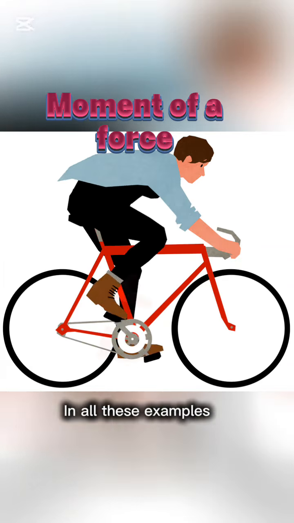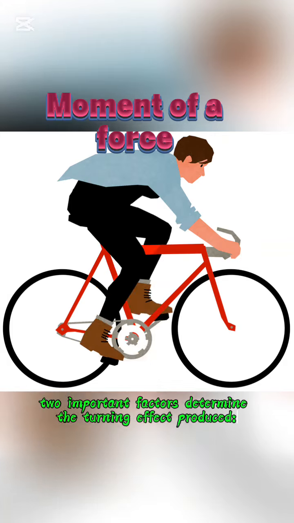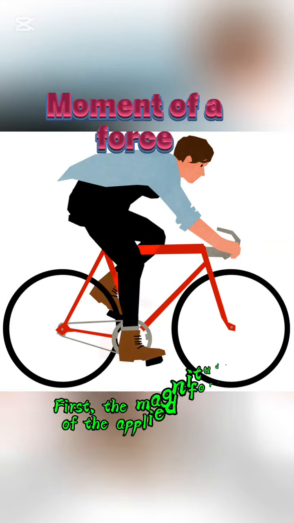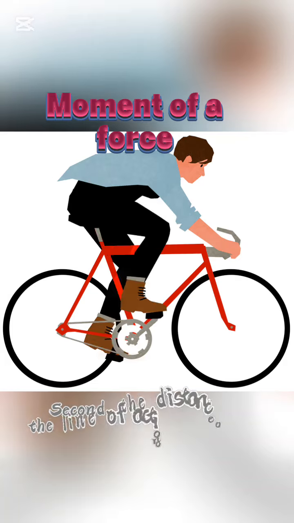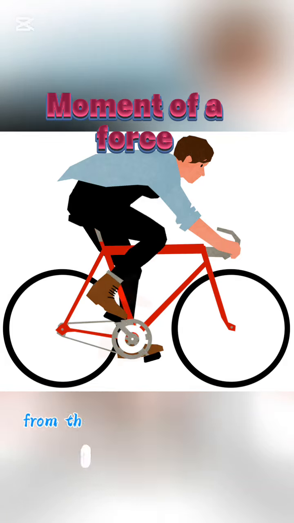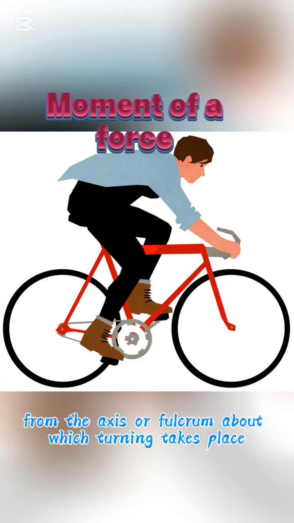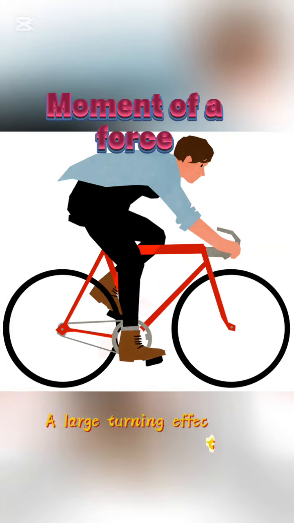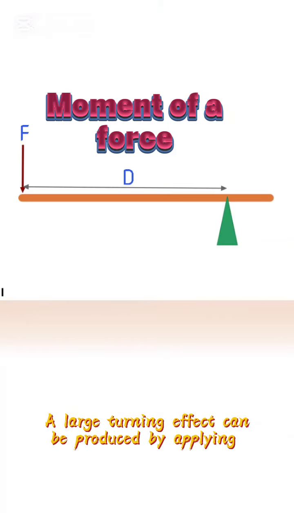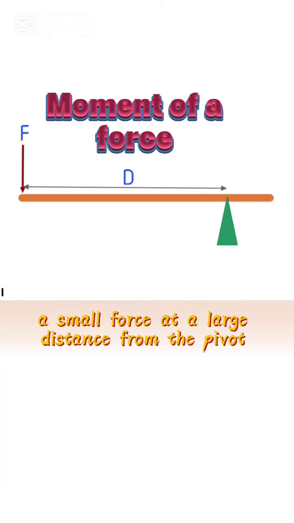In all these examples, two important factors determine the turning effect produced. First, the magnitude of the applied force. Second, the distance of the line of action of the force from the axis or fulcrum about which turning takes place. A large turning effect can be produced by applying a small force at a large distance from the pivot.